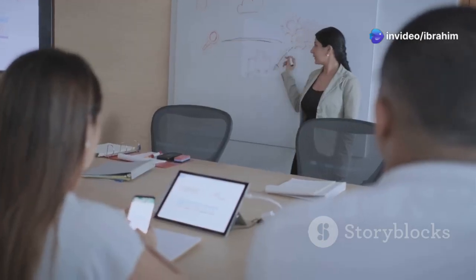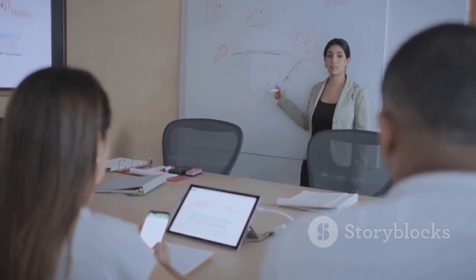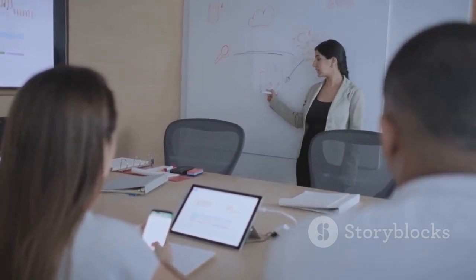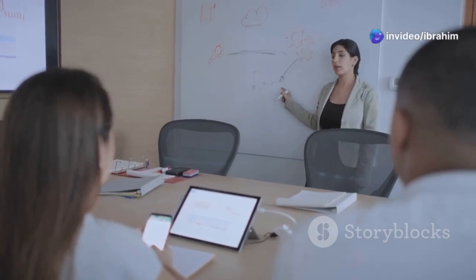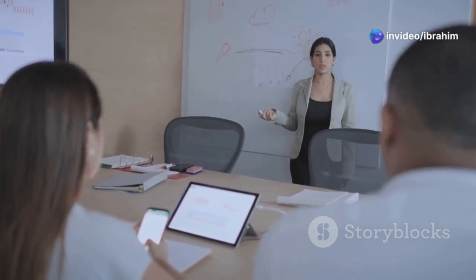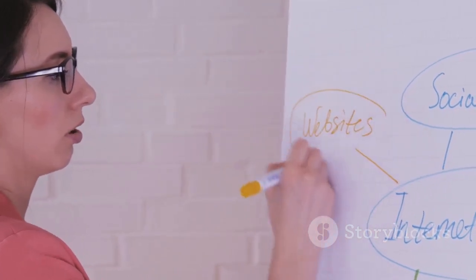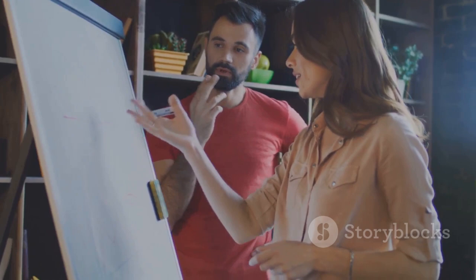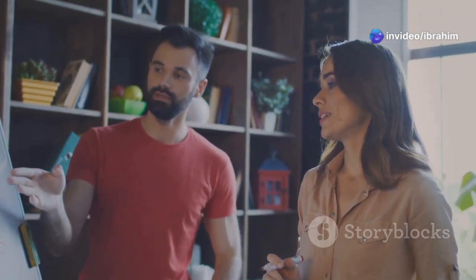Product seeding. This involves sending a product to an influencer in the hopes that they will use it and share it with their followers. Product seeding is a form of influencer marketing in which a company provides a product to an influencer for free in the hopes that the influencer will promote the product to their followers on social media or other channels. This can be an effective way to get the word out about a product, especially if the influencer has a large and engaged following.